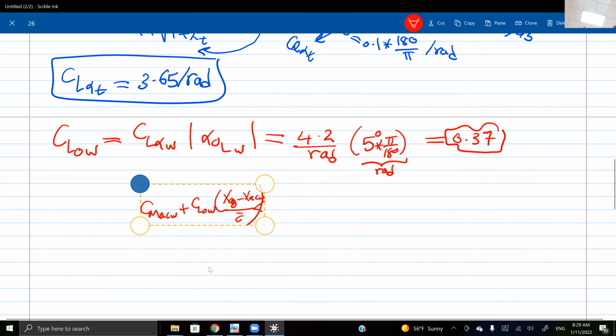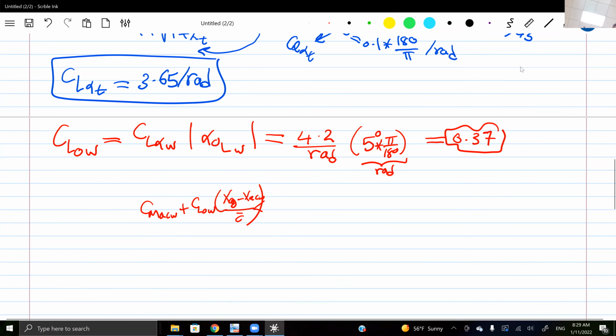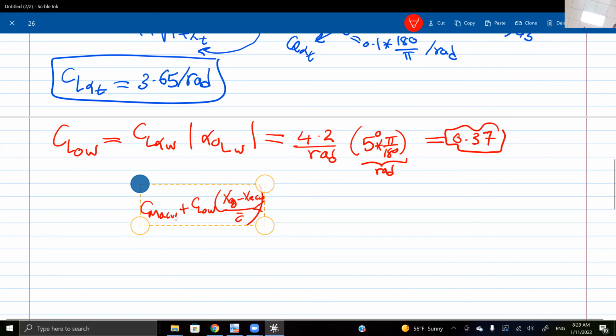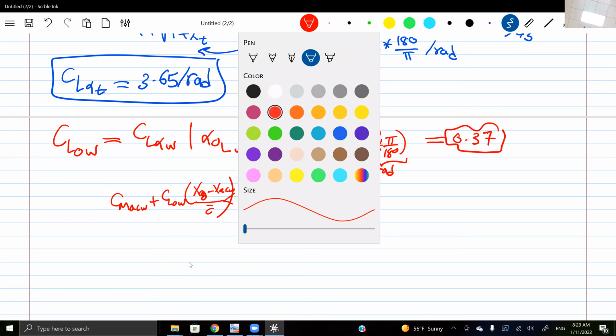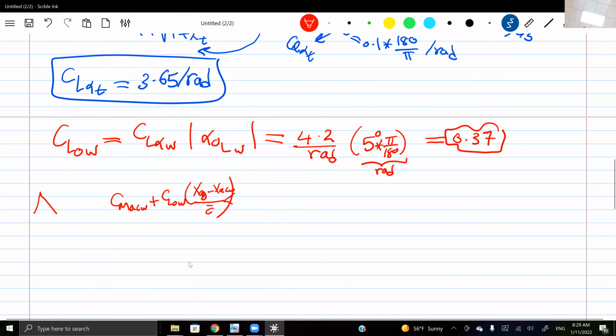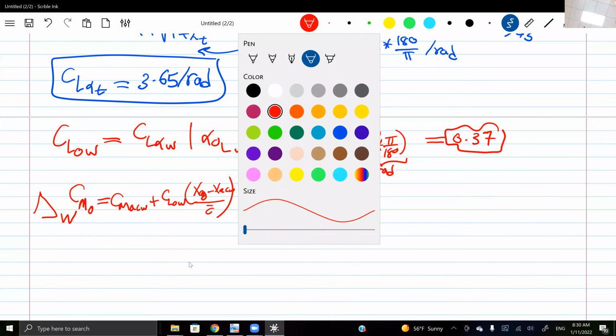So, and this term has a name, right? What is the name? It's the wing contribution. When I say wing contribution in this course, I do like this. Delta wing of what? Of Cm naught of the entire airplane. This is the wing contribution, right?